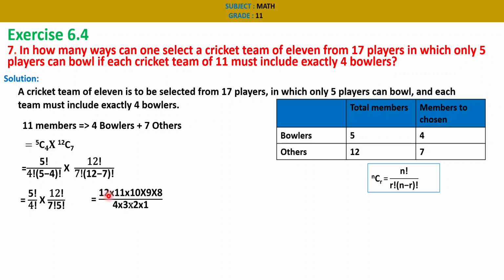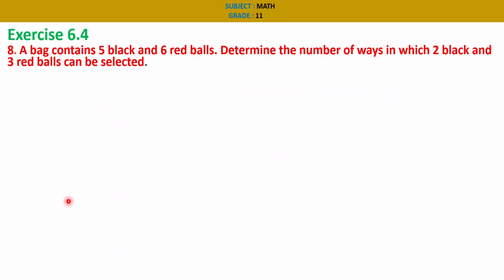Upon this, we are going to get 12 into 11 into 10 into 9 into 8 divided by 4 into 3 into 2. That is 4 into 3 is 12, so we can cancel here. 2 and 10 can cancel. Then we are going to get 3,960. So the number of ways possible to select a cricket team is equal to 3,960.